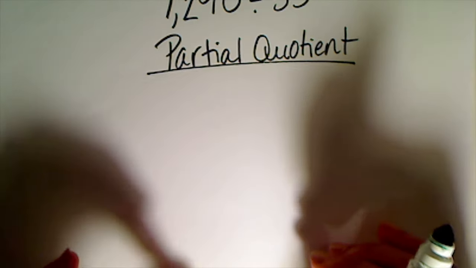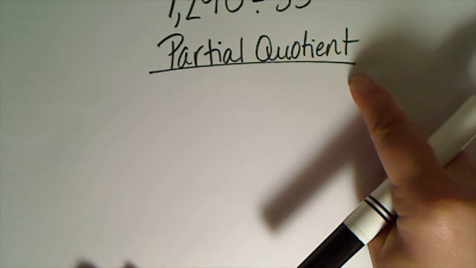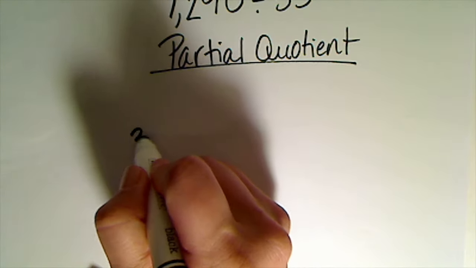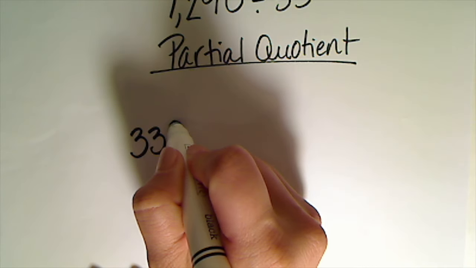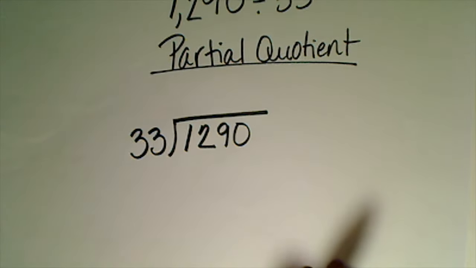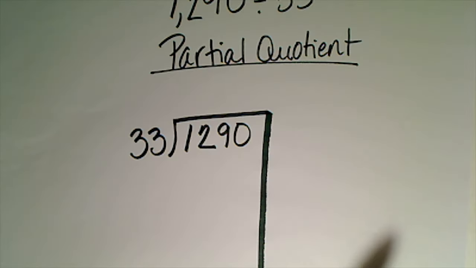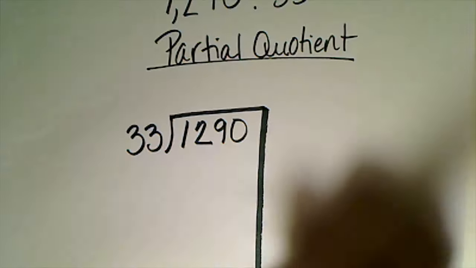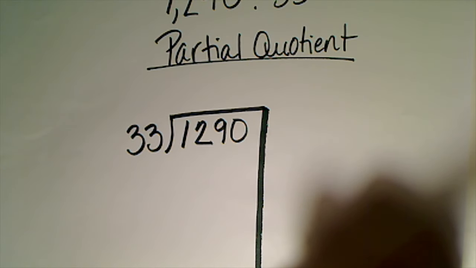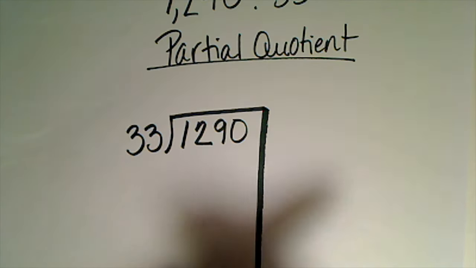So this is what I want you to start doing when you decide in your head that you want to do the partial quotient method or strategy. We have 33, the divisor, going into 1,290, the dividend. Of course, with partial quotient, we draw this long line down to the side. Some of you were taught that this was hangman division. Some of you were taught that this was the big 7 division. But here's the point that I want to make.